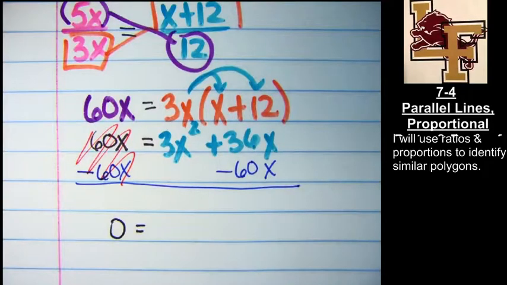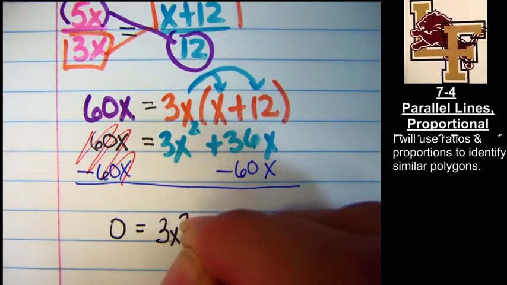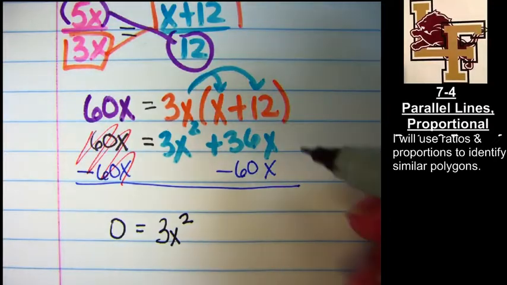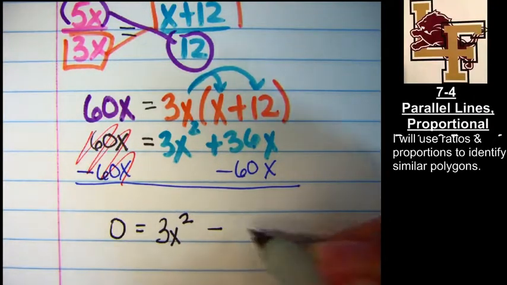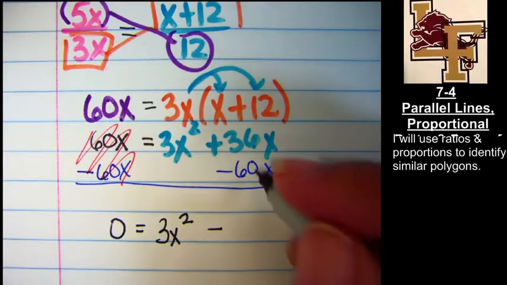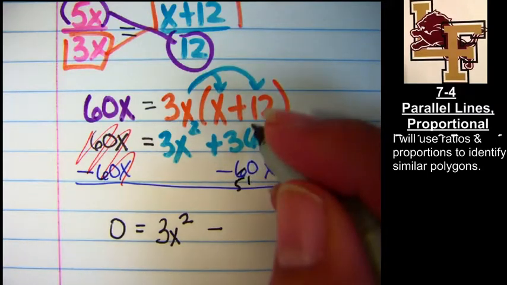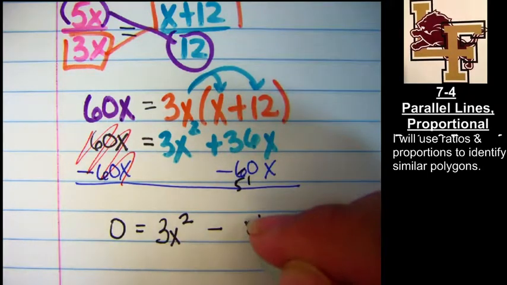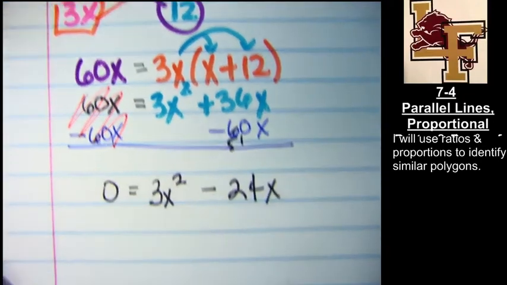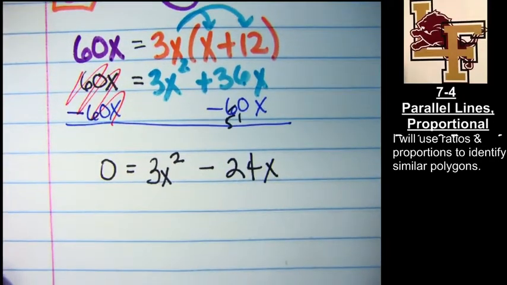Just 0. Well, technically I get 0x, but 0 times whatever is 0, so I don't need to write the x. I'm just going to write 0. Okay, good. So my 3x squared stays the same, and this is negative 24x. And Miss, why'd you subtract the 60 instead of like 36?